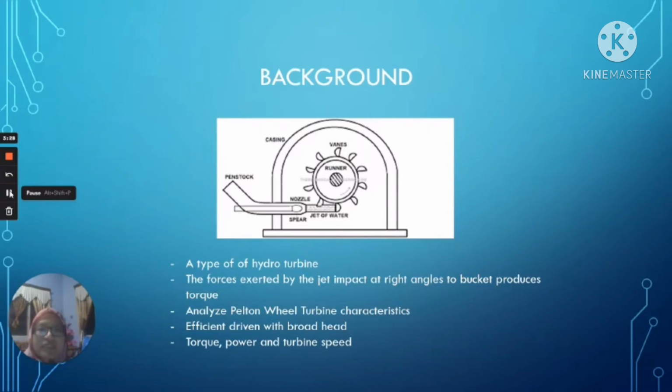The aim of the experiment is to analyze performance characteristics of the Pelton wheel. Thirdly, the turbine is a water wheel that has been upgraded. Basically, when the Pelton wheel is driven with a broad head, it is likely to be more effective. The torque and also the power are to be viewed as a function of the turbine speed.